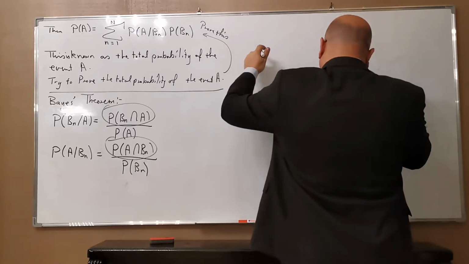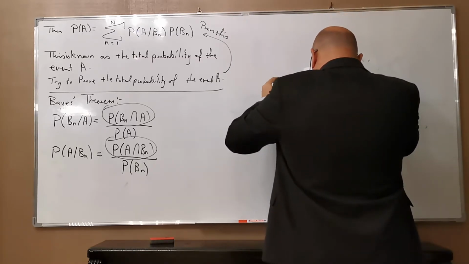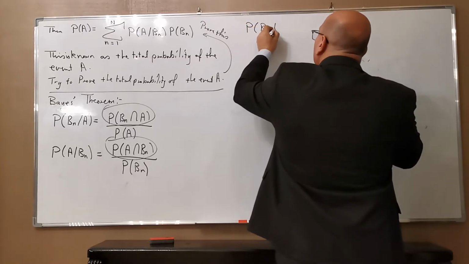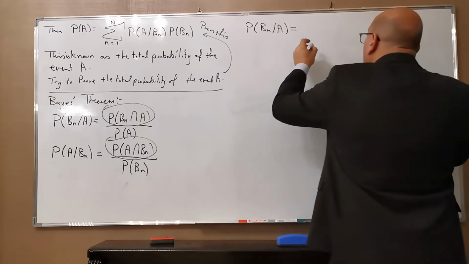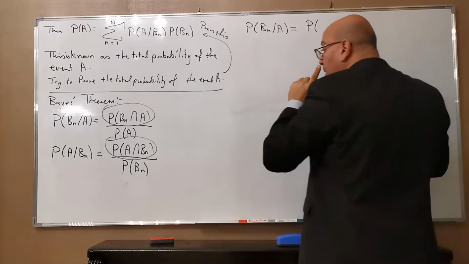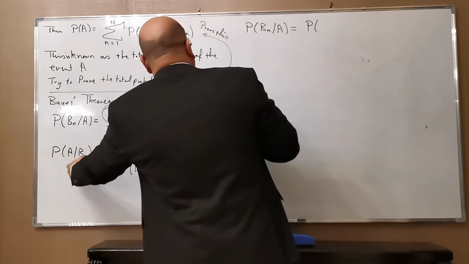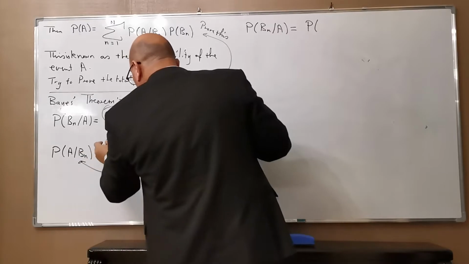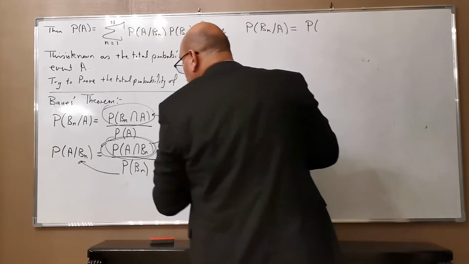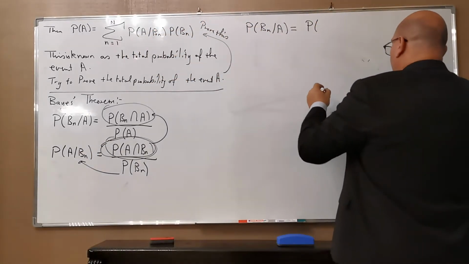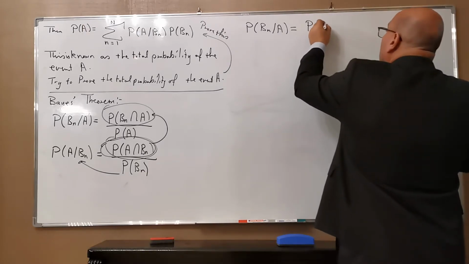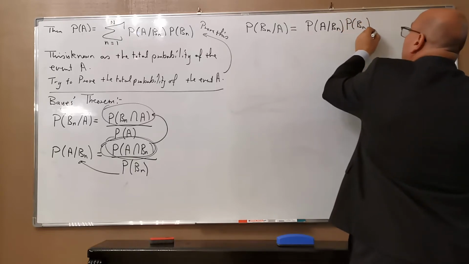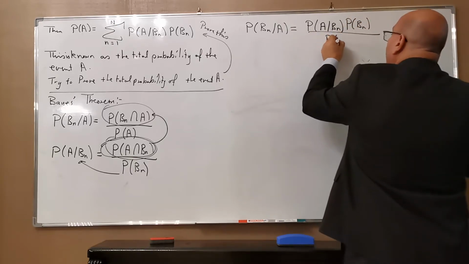So I'm going to say that the probability of Bn given A is equal to, so I need this one, Bn given A, so I'm going to find this one and replace it here. So this is the probability of A given Bn times the probability of Bn divided by the probability of A.